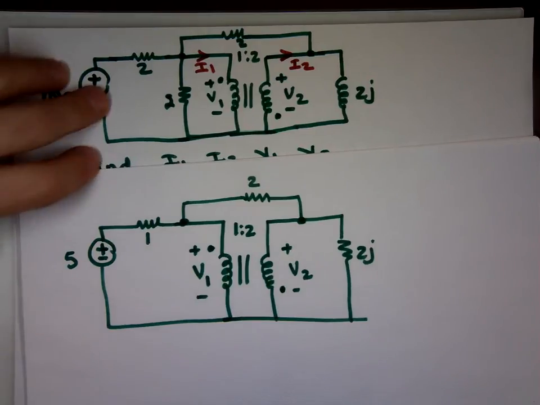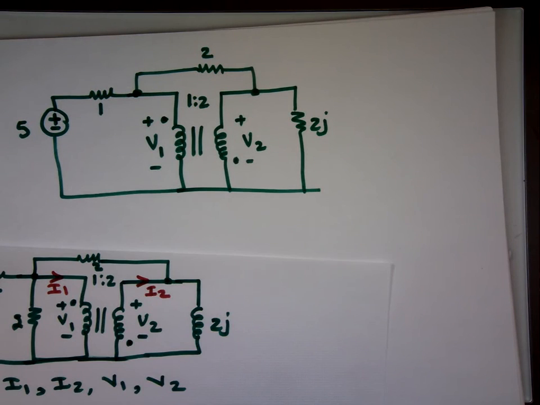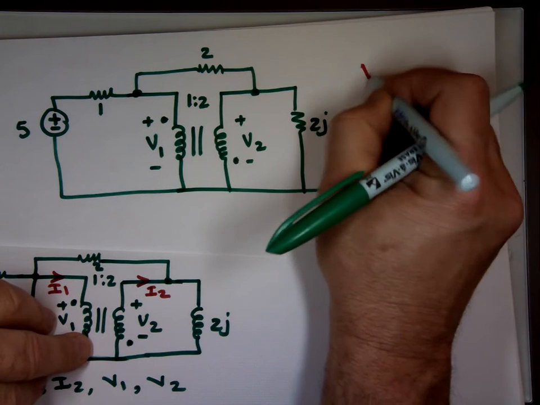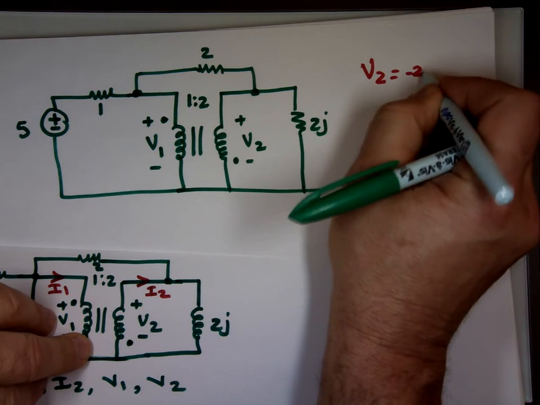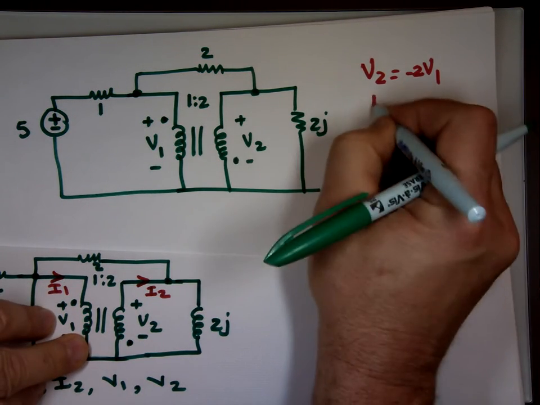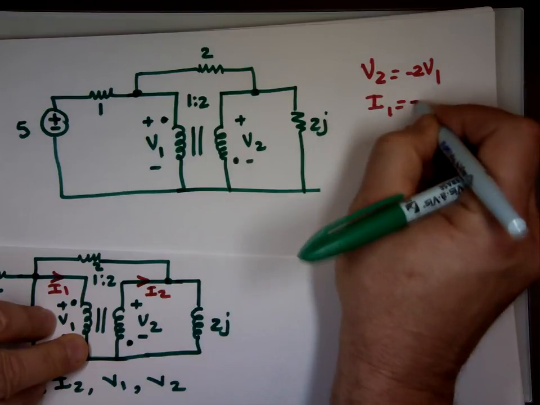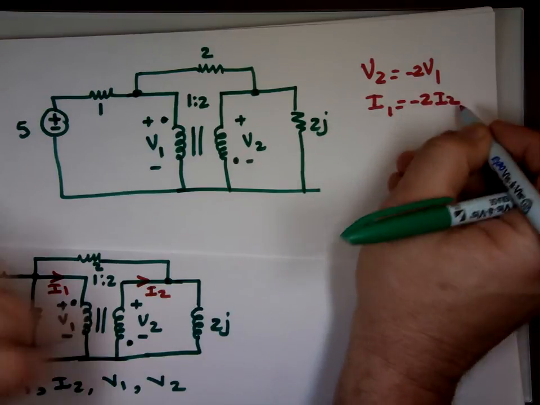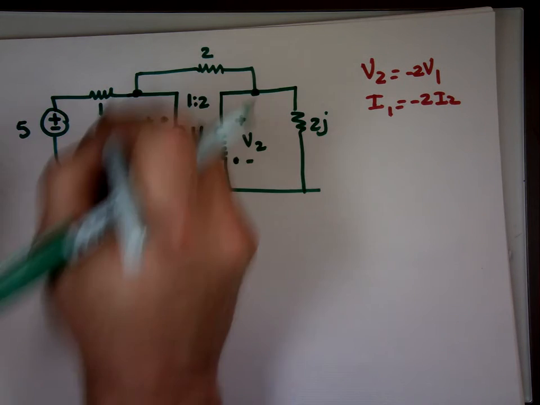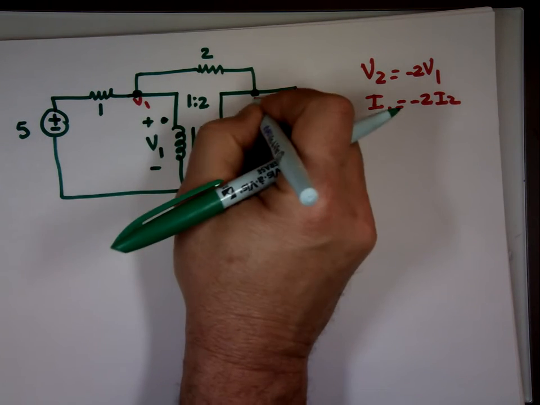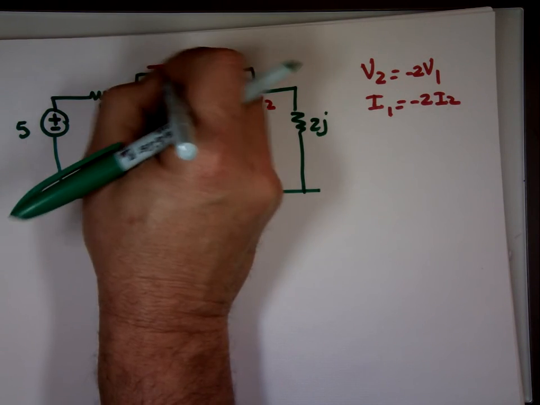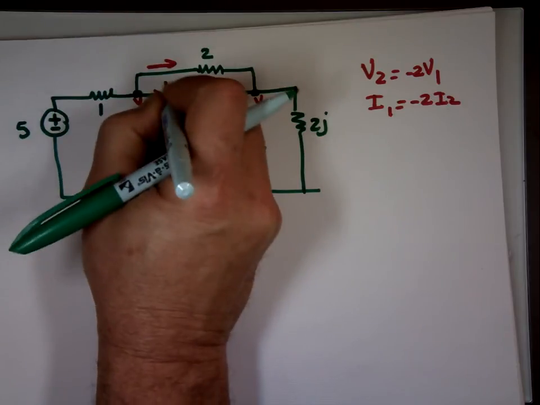Okay. And again, my equation is still good. I still know that V2 equals what? Negative 2V1, I have it. And I sub 1 equals what? Negative 2 I sub 2. By the way, this is V1 right here. This is V2 right here. What's the current going that direction? This is I sub 1. This is I sub 2.